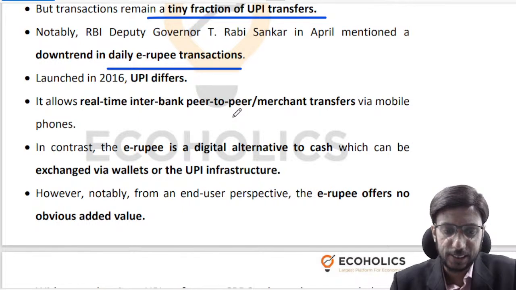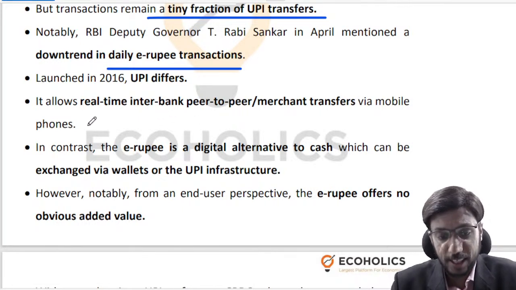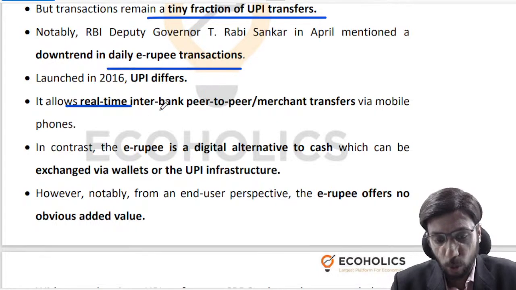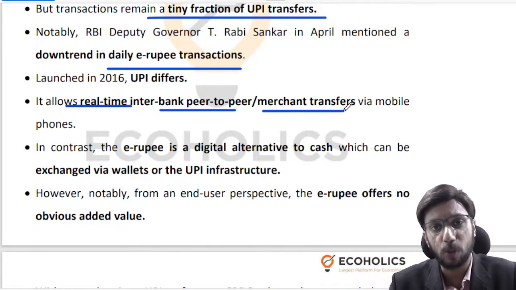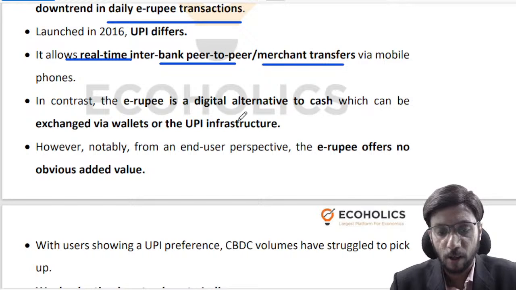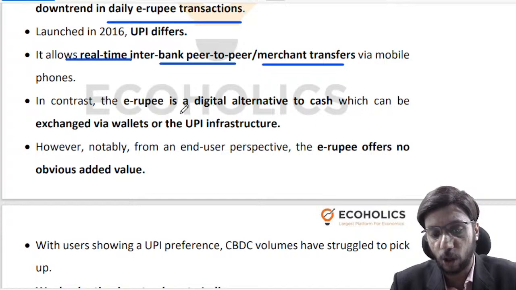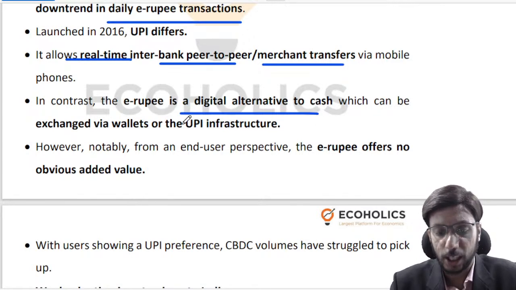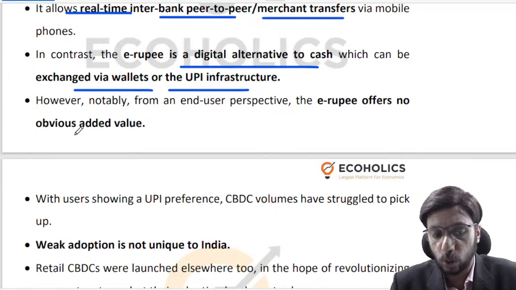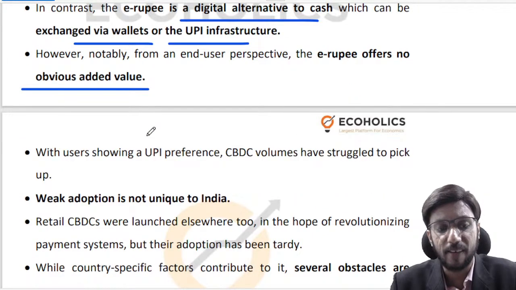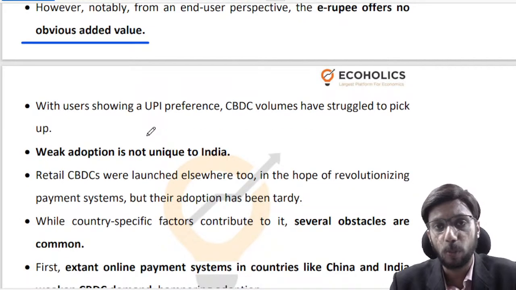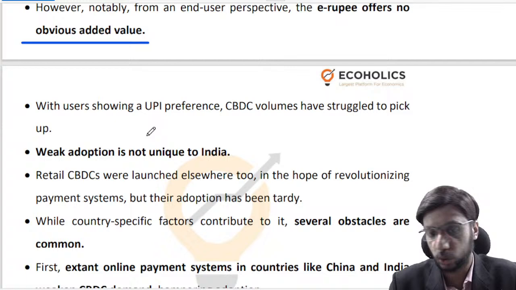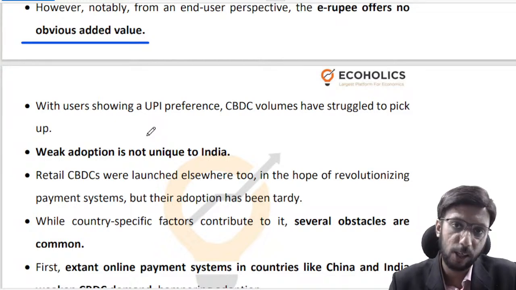First of all, UPI is widely popular. UPI is real time, a bank to bank, peer to peer, merchant to merchant, or peer to merchant kind of transfer. On the other hand, e-rupee is a digital alternative to cash. E-rupee can be exchanged via wallets or the UPI infrastructure. There is no obvious added value for moving to e-rupee when you already have UPI, which you are used to, comfortable with, trust, and have been using for a very long period of time.